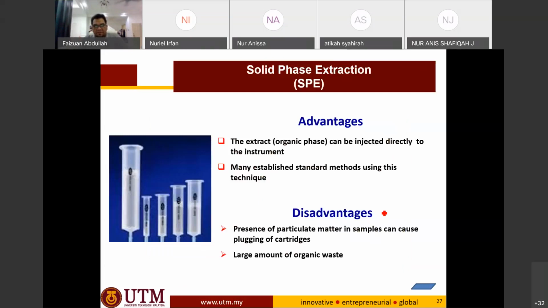So the advantage of SPE is the extract, the organic phase, can be injected directly to the instrument, and many established standard methods use this technique. The disadvantage is the presence of particulate matter in sample, which can cause plugging of the cartridge. When the impurities in the form of particulate matter are inside our sample, we also require a lot of energy, right, to push it, right, to filter it, and also a large amount of organic solvent.